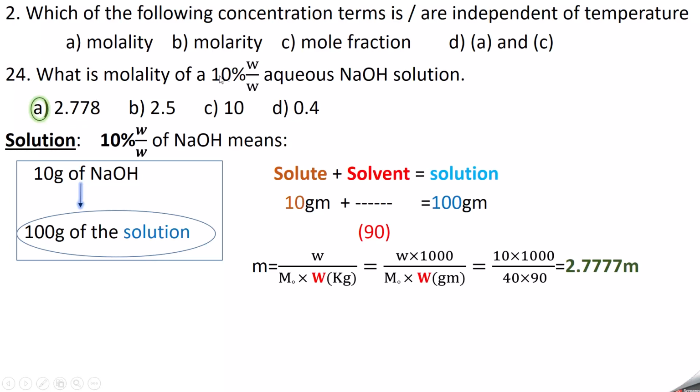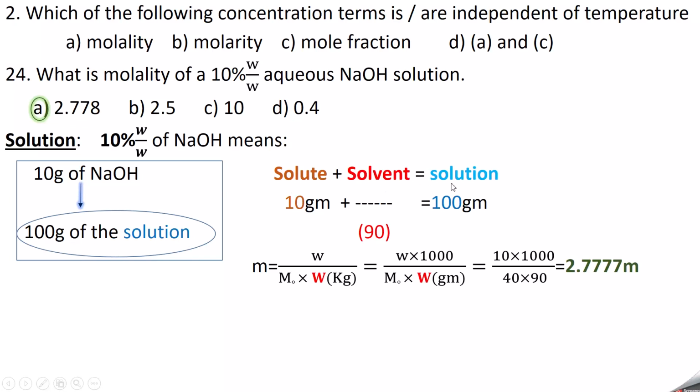What is the molality of 10% weight by weight aqueous sodium hydroxide? How do we write this 10% weight by weight? The numerator is for the solute, and here the solute is sodium hydroxide. The denominator is for the solution, which is aqueous sodium hydroxide solution. So you can write 10 gram of solute in 100, so it is 100 gram of the solution. That is, 10 gram of sodium hydroxide is there in 100 gram of the solution.